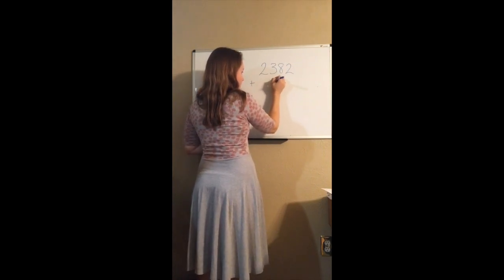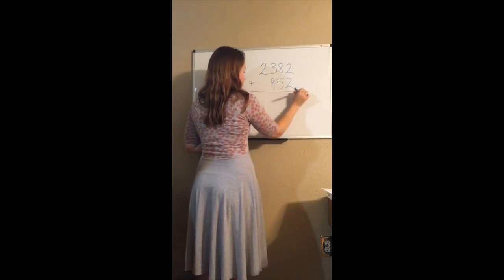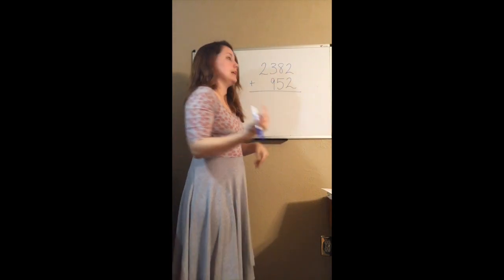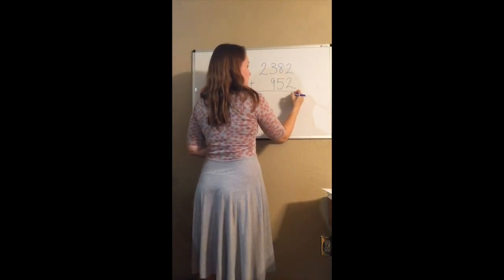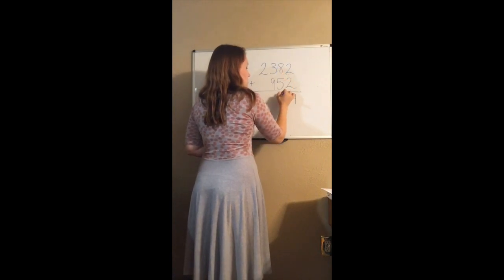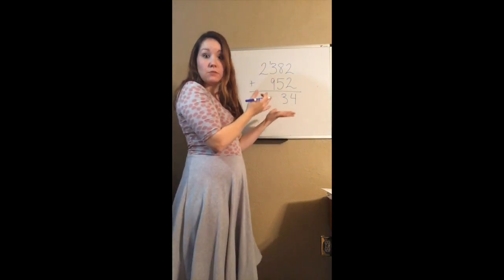So 2,382 on top, plus 952. So next step, add down. 2 plus 2 gives us 4. 8 plus 5 gives us 13. Carry my 1 because that 1 goes in the next place value.